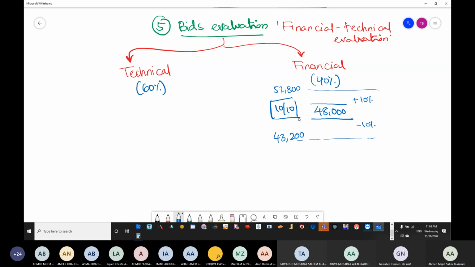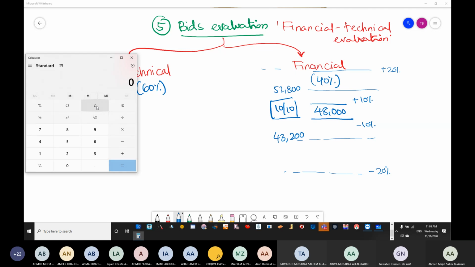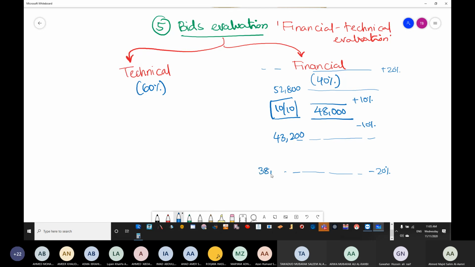And after that, once again, you will take minus 20% and you will take plus 20%. Once again, we'll go 48,000 multiplied by 0.8. If you are in the range of 43,200 to 38,200, you will be getting 8 out of 10. Is it clear whatever we are trying to illustrate here?